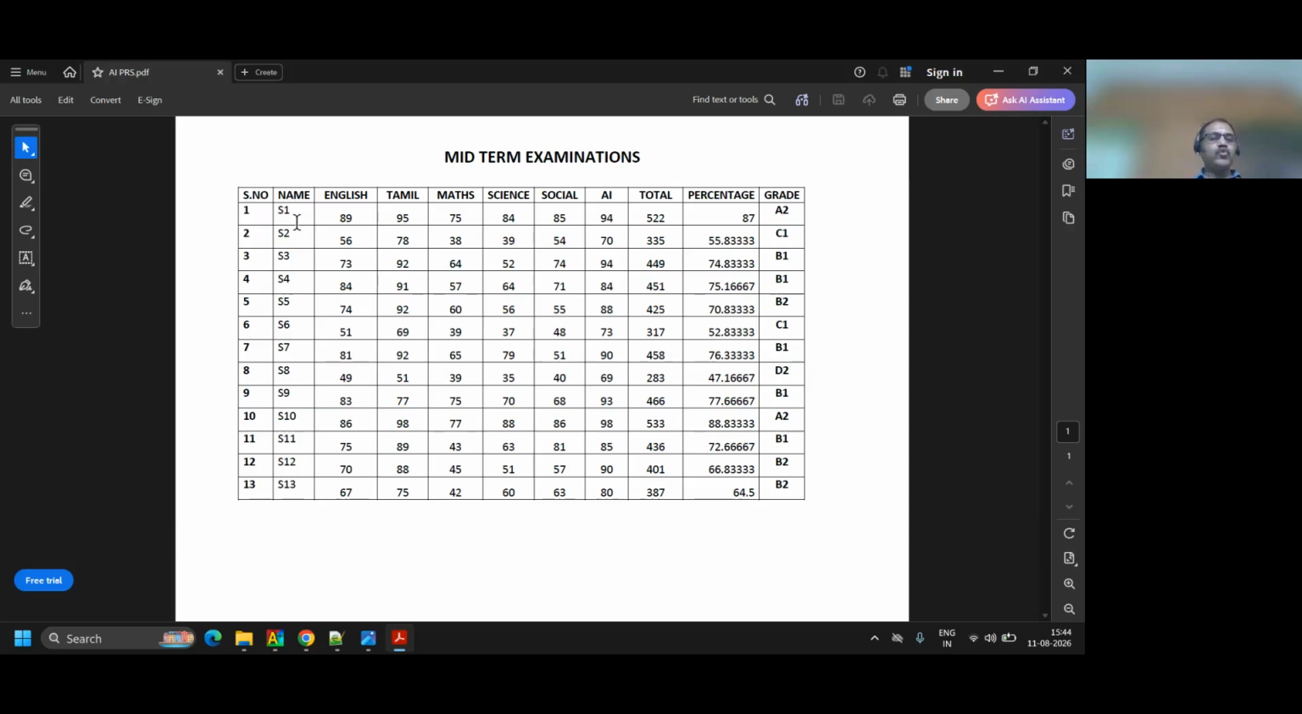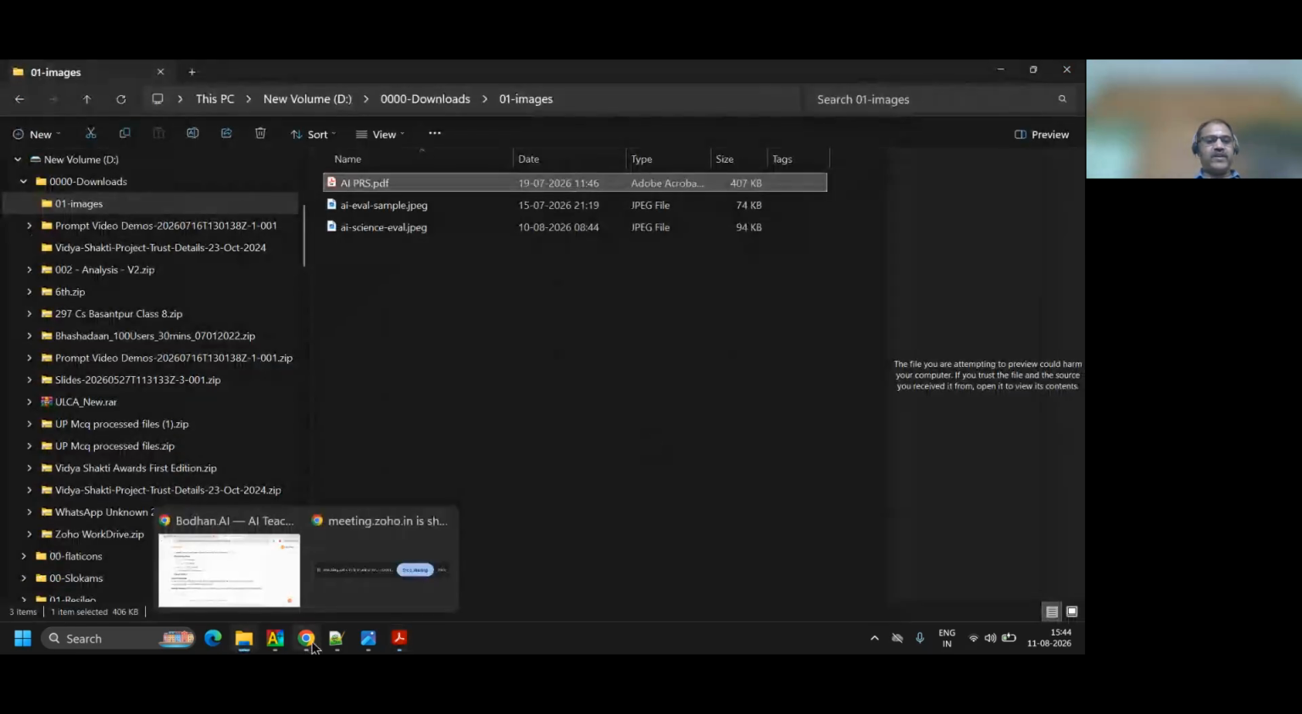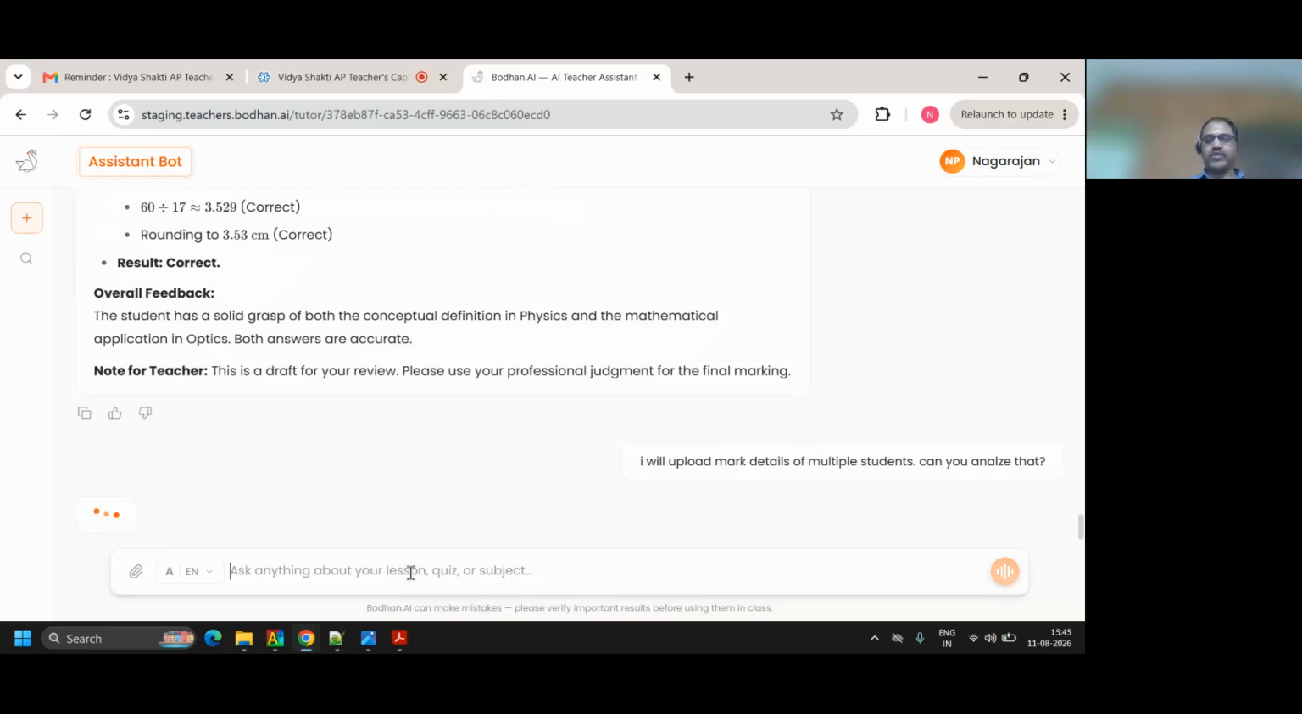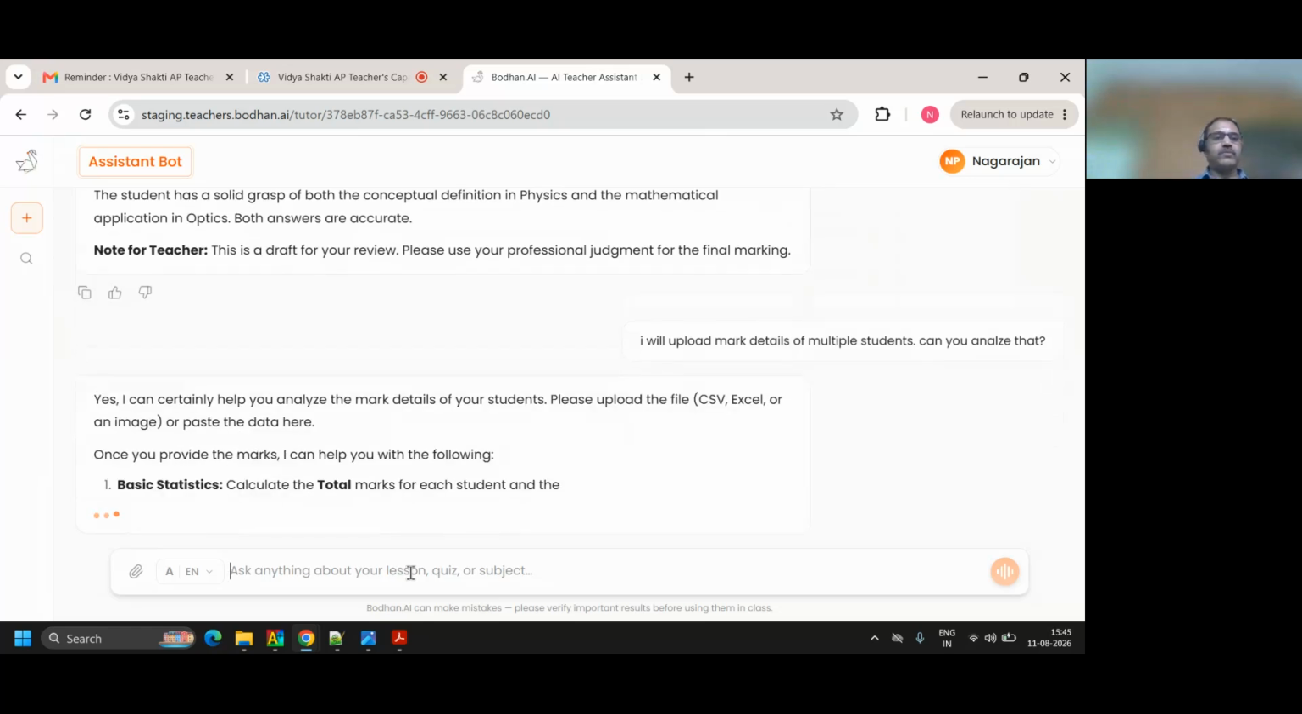Watch here, student's name. Whenever I am uploading any document into AI systems, we should not upload with the real student names or roll numbers or APAAR IDs. It's very important. Now, this sheet I am uploading. In the same way, I am giving the instruction: I will upload mark details of multiple students. Can you analyze that?